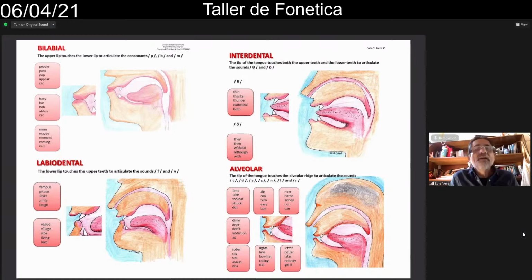Take. Toolbar. Attack. Dot. Dime. Door. Don't. Addiction. Add. Sober. Say. See. Assess. Kiss. Taran. Tan, taran. Después.